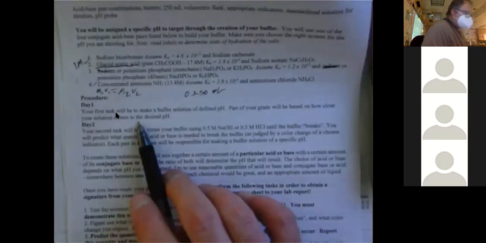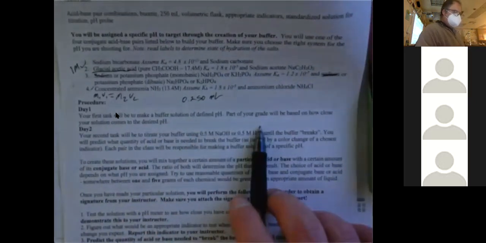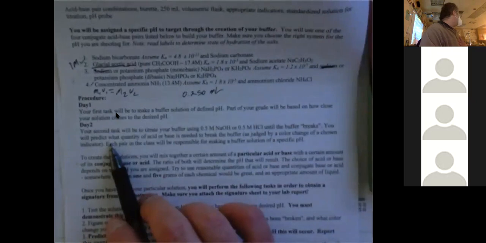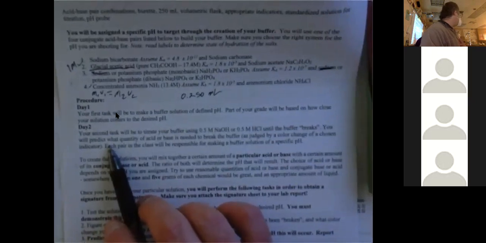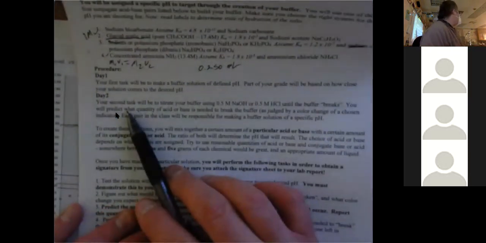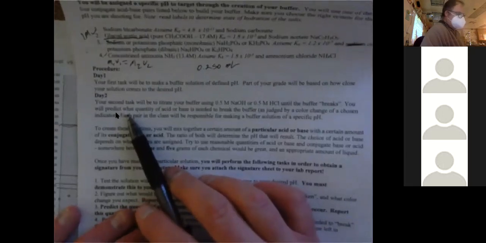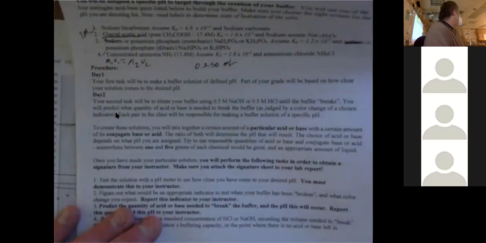So your first task will be to make a buffered solution of defined pH. I will check that using the pH meter. You will call me over and say, hey, take a look at this. And then I will initial whatever this last page is, the verification table. That's the first task, is to make it. Easy enough. The second task is then to titrate it.